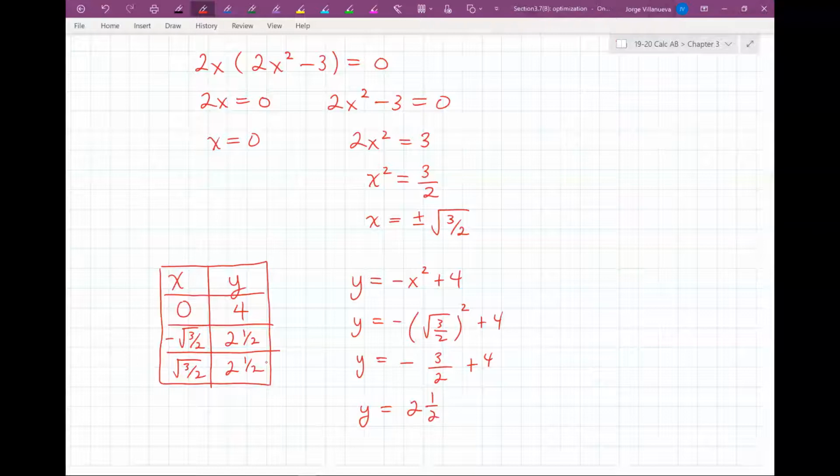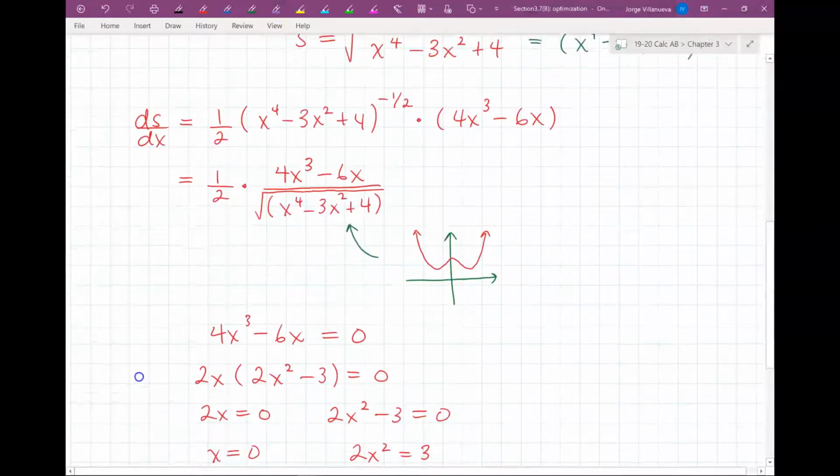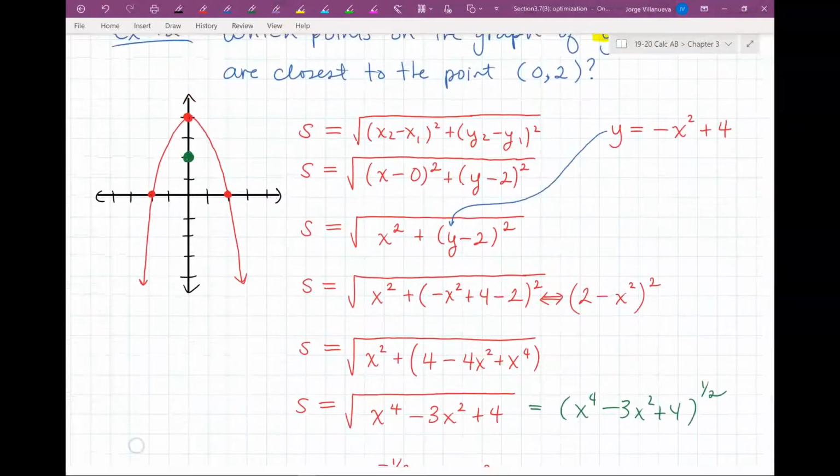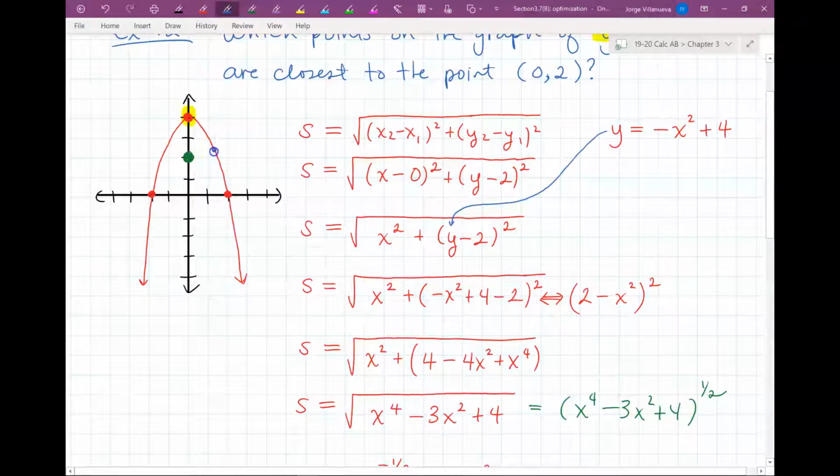Okay? So let's go back and let's just kind of graph these really quick. I'm going to go back up to the picture. I'm going to graph them. So 0, 4, that's up here. I'm just going to put like a highlighted portion right there. Okay, that's 0, 4. But then the other one is at radical 3 over 2, comma 2.5. So that's like right here. Oops, sorry about that. And the other one is over here.